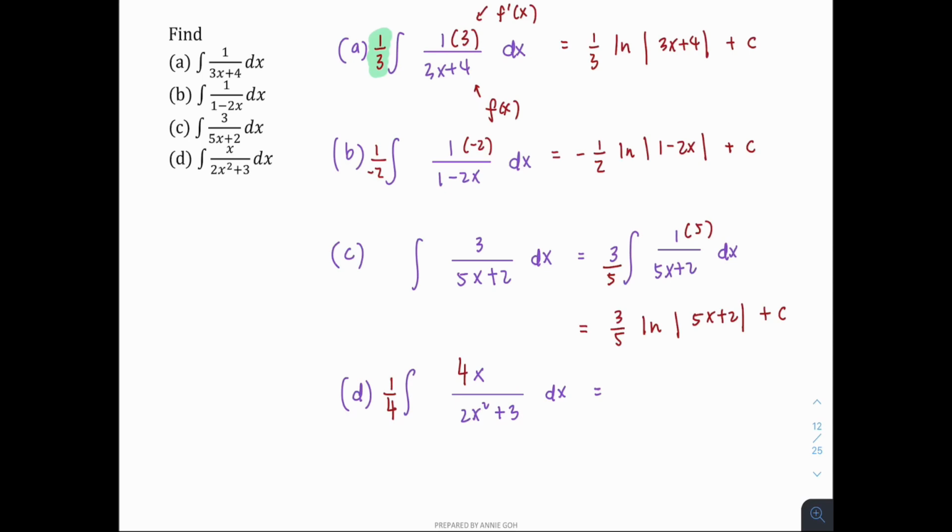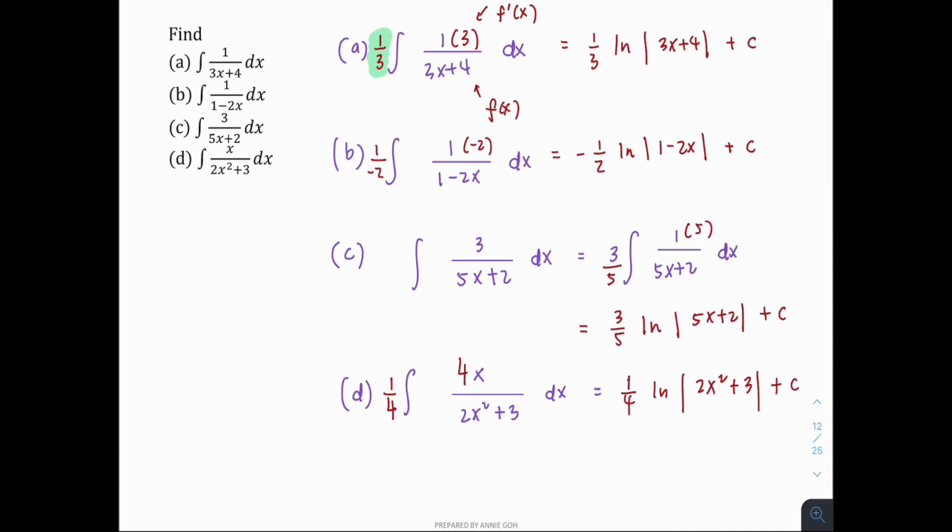Take note, we can only make adjustments by using constants. We cannot simply add in or take out any variables like x. We can only make adjustments by using constants. So for this question, the answer should be 1 over 4 ln of 2x squared plus 3, plus c. That's how we recognize the function as one where we can integrate by using ln. These are just some simple examples.